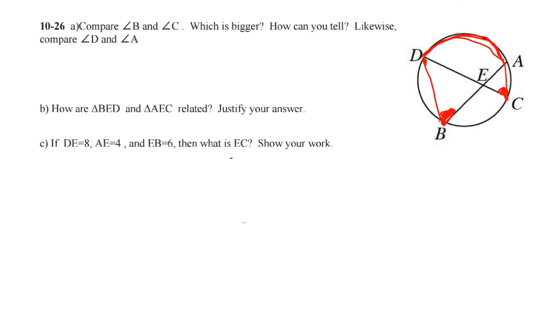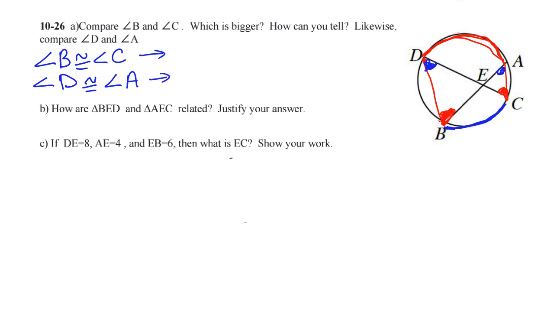The same thing with angle D and A. Both of them share the same intercepted arc, which is BC. So A and D are also equal to each other. Looking at that, I can say here, before I move on, that angle B is congruent to angle C, and angle D is congruent to angle A because each one of those pairs shares the same intercepted arc.